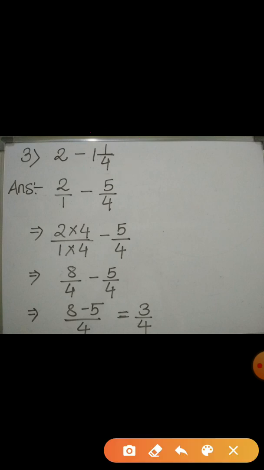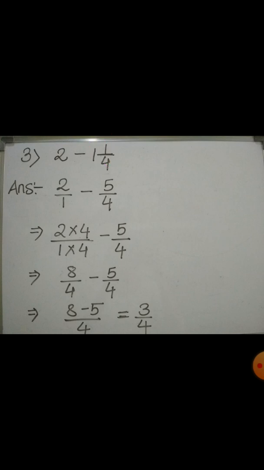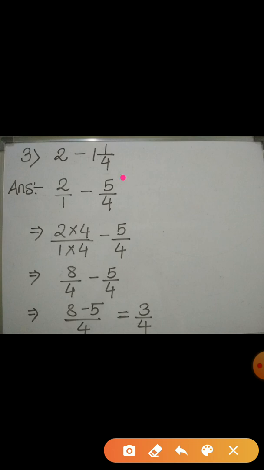So first we have to convert it into an improper fraction. Now let's see how to convert it. First we multiply 1 and 4. Now 4 ones are 4. And then we add the numerator to it. So 4 plus 1 comes 5. So here I have written 5 in the numerator and copied the denominator. So the improper fraction will be 5 by 4.